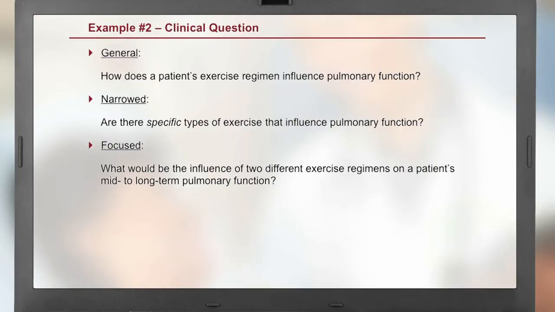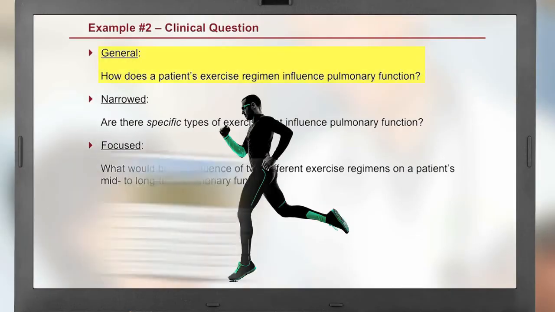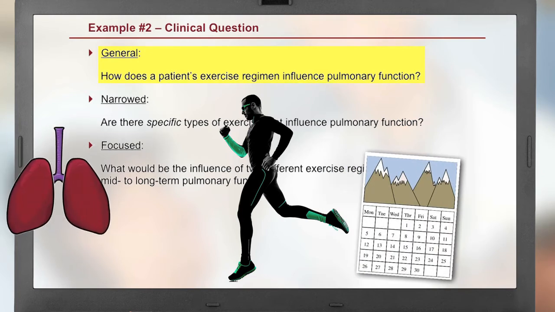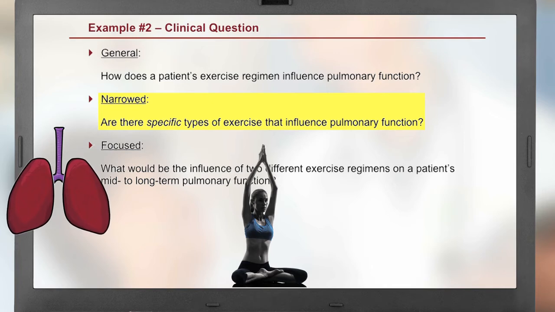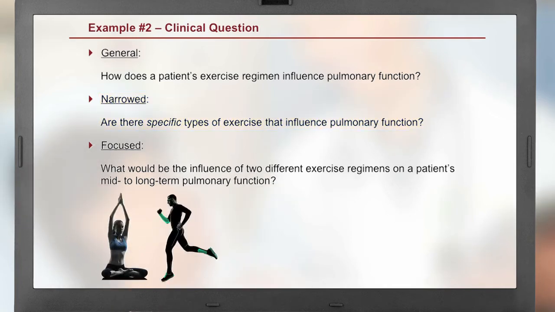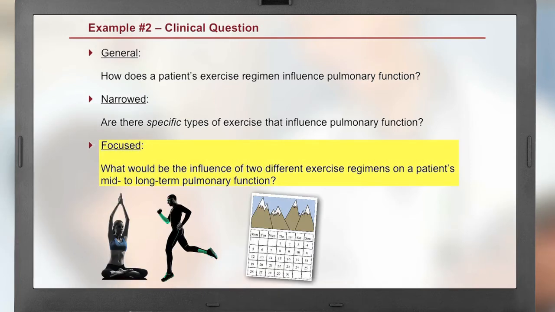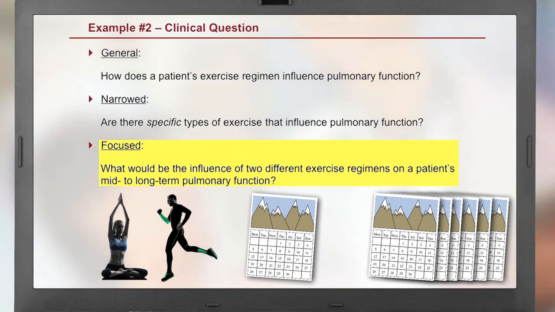In this second quantitative example, we want to know if changing a patient's exercise routine will have any effect on pulmonary function. To make the question narrower, we could further consider the influence of different types of exercise. That is, do different types of exercise contribute differently to changes in pulmonary function? As a final step, we could ask even more specifically whether varying two exercise types could lead to short and long-term changes in pulmonary function.